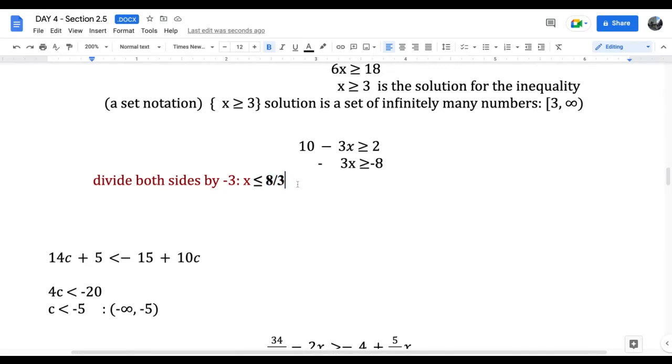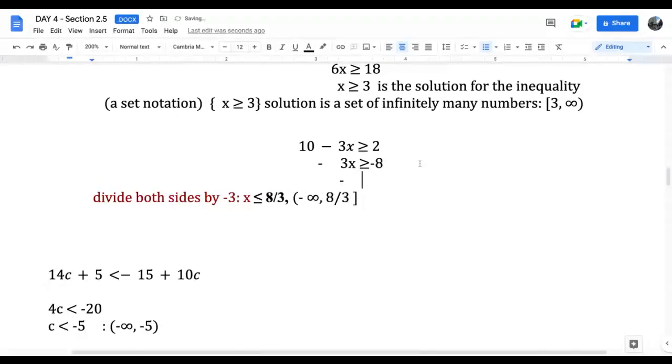So the solution is this, or we use interval notation. We see x is less than or equal to, that means starting from negative infinity up to 8 over 3 with a bracket, because we have an equal sign there. Okay, so the solution for this inequality is all numbers less than or equal to 8 over 3.